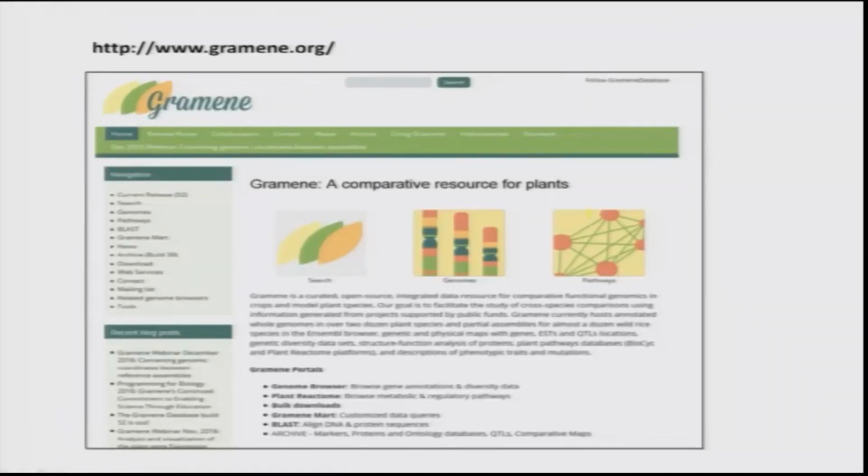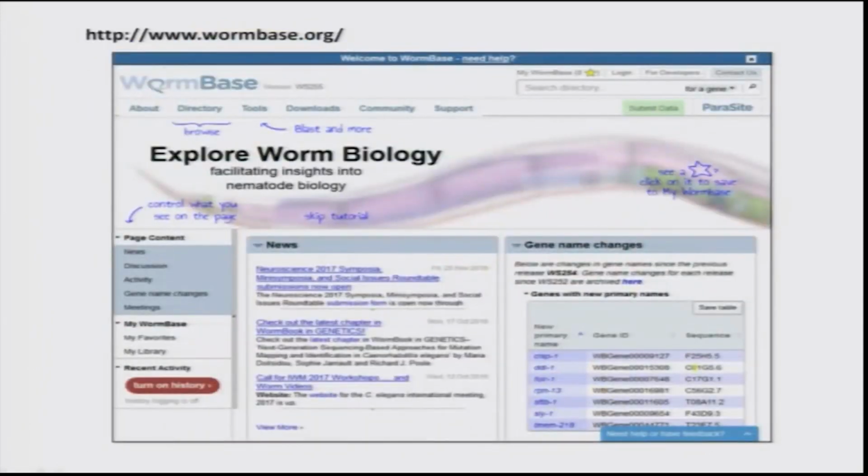So, to understand the plant genome, again there is a database. There is a Gramene database. Again it talks about all the genomes that have been sequenced, which you can go and look into. For example, the genome browser gives you the gene annotation and diversity data, and of course the pathways involved, and so on. People who work on plant science can look into this database to get more idea.